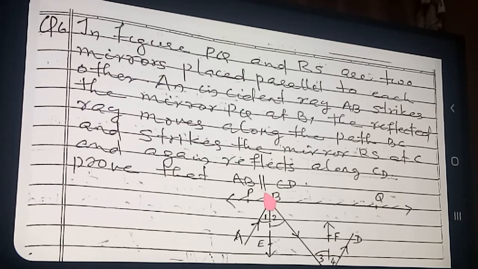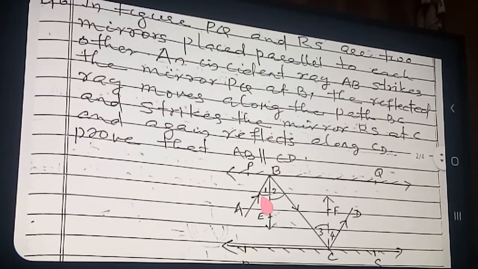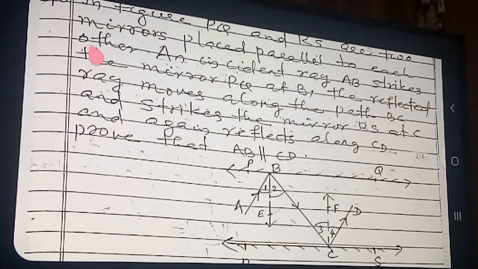So we can see the diagram also along with it, so then only you will be able to understand. Once more see. In the figure, PQ and RS are two mirrors placed parallel to each other. See here, the mirror PQ and mirror RS are placed parallel. The meaning is that the surfaces of the mirrors PQ and RS are parallel to each other. PQ and RS are kept parallel to each other. Clear?